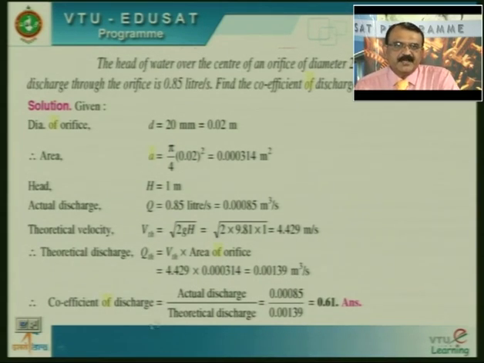Then what is the value of CD? CD is equal to the coefficient of discharge. Coefficient of discharge is equal to actual discharge divided by theoretical discharge. Actual discharge is this much, theoretical discharge is this much. This divided by this will give you the value of CD, and CD works out to be 0.61. A very simple problem.